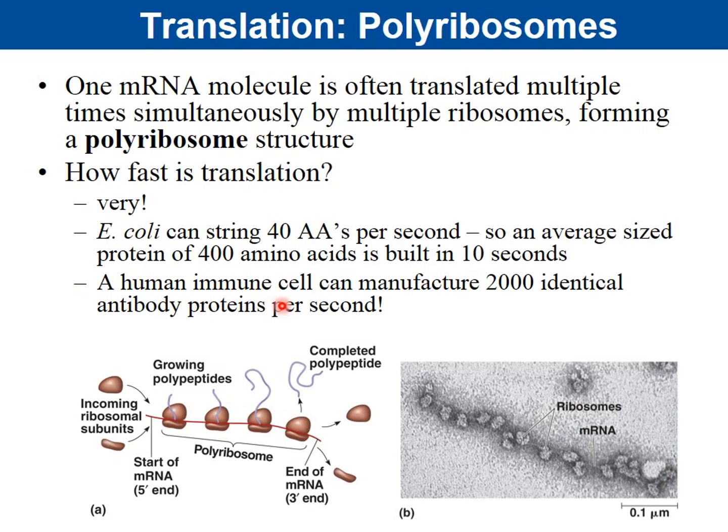E. coli, which is a common bacteria that can be found in your gut, can string together 40 amino acids per second. So an average size protein of 400 amino acids is built in just 10 seconds. Another example that really shows you how fast this is: a human immune cell, your B cells, can manufacture 2,000 identical antibody proteins per second. Just think about that for a minute, how fast that is. It's like, boom, it just made 2,000 antibody proteins. So translation is very, very, very rapid.